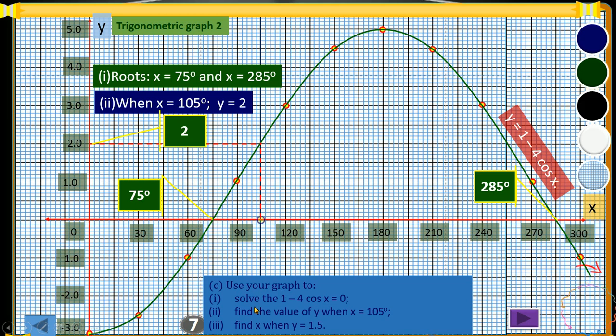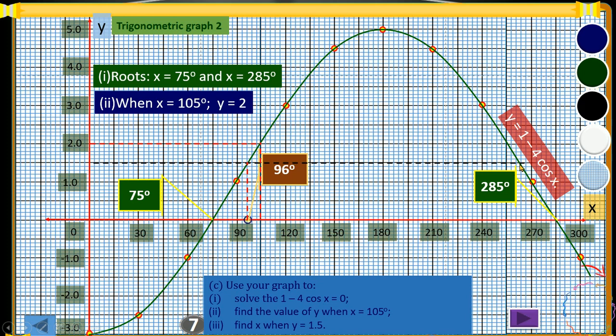Then the last answer, find x when y is equal to 1.5. Y is 1.5 at this point. So we're now going to draw a horizontal line from that point to cut the curve at this point and also cut the curve at this point. So now from this point, you can see we can trace it down. What would that give us? This is 90, 93, 96. So that means the value of x is 96 degrees when y is equal to 1.5.